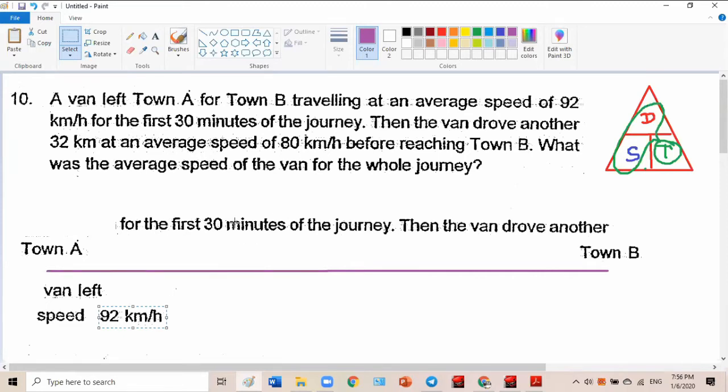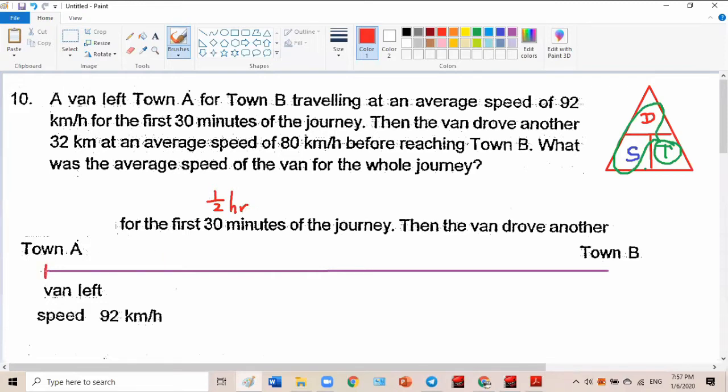Speed of this, the van left town A, and for the first 30 minutes only. Now, do not work in minutes and hours. Always work in hours. So 30 minutes is how many hours? 0.5, half an hour. Yes, 0.5 is also correct. All right, so that's all I have. You know what he did?